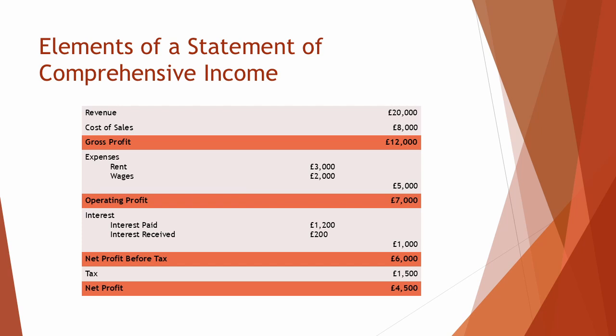Interest is the cost of borrowing money or the income earned from investments. Net profit before tax is the profit remaining after all expenses and interest have been deducted but before tax is applied. Tax is the amount payable to the government based on the organization's taxable profit. Net profit after tax is the final profit remaining after all costs, interest, and taxes have been deducted.